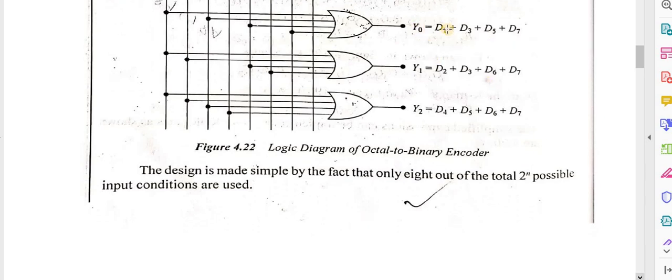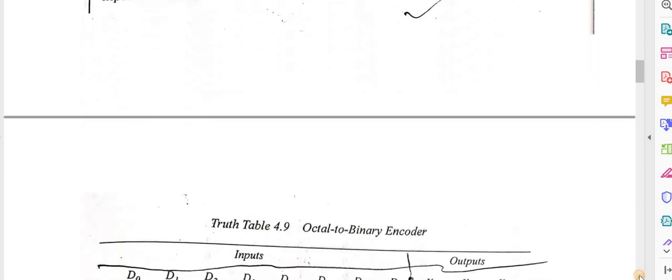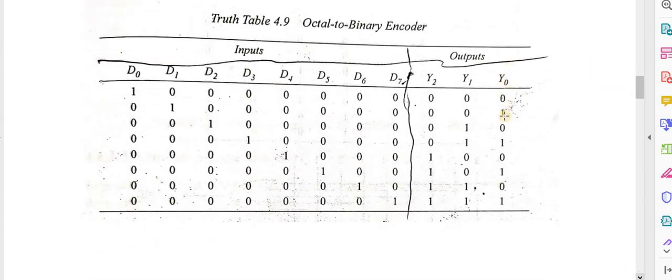Why is Y0 equal to D1 plus D3 plus D5 plus D7? Why? You can see here. When do we get Y0 as 1?